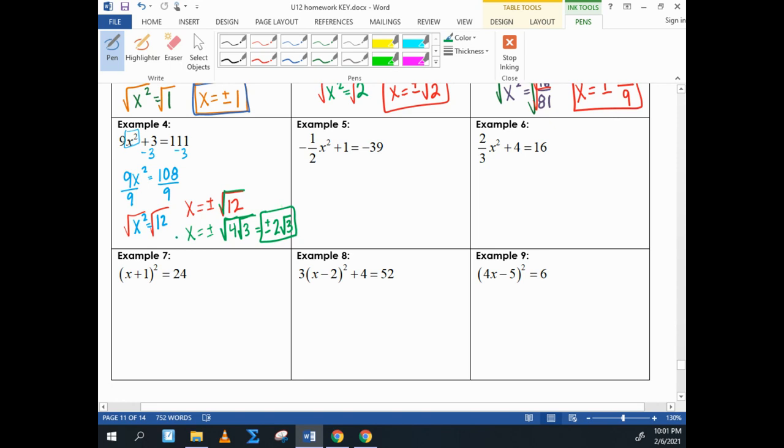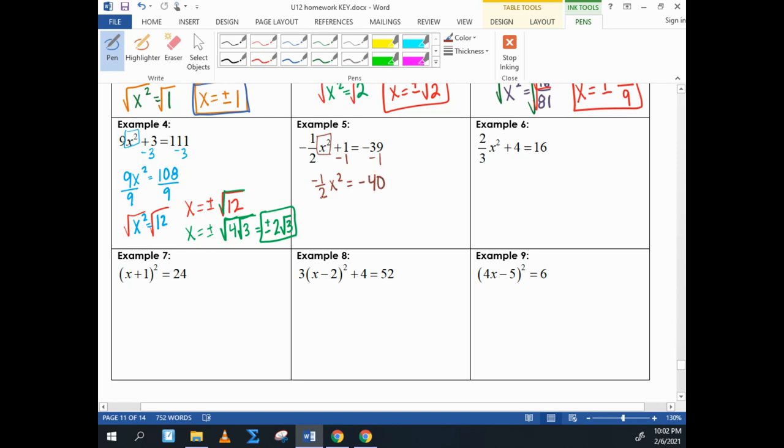All right, let's try another one. Look at how fun these look. X squared, again, I've got to get that all by itself. We've got to get rid of all this mess, the negative, the 1/2, the plus 1. Let's do the plus 1 first. So we're going to subtract 1 from each side. I still have that negative 1/2 x squared is equal to negative 40.